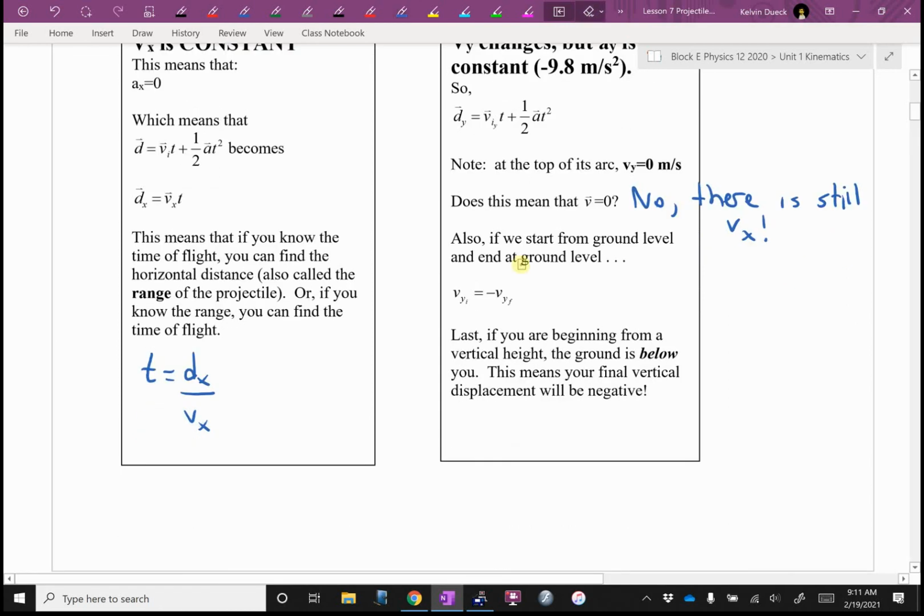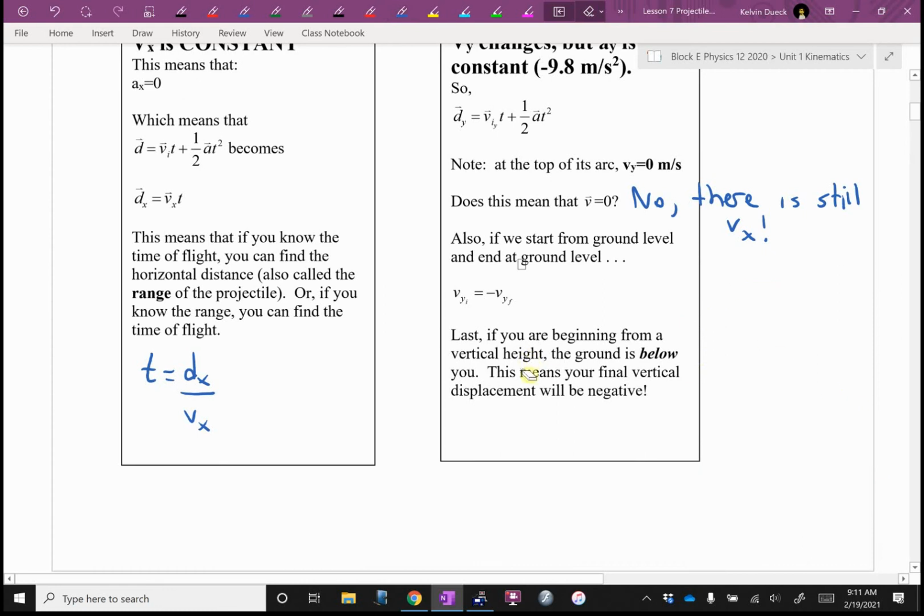If we start from ground level and end at ground level, then we can say that the initial vertical velocity equals the final vertical velocity, but negative. That's handy. Can we say that if we start on a cliff, though? If we start on a cliff, will the initial vertical velocity be the same as the final vertical? No, in fact, I can tell you this will have a much bigger magnitude. We're going to hit the ground harder. Is that okay, Emma?